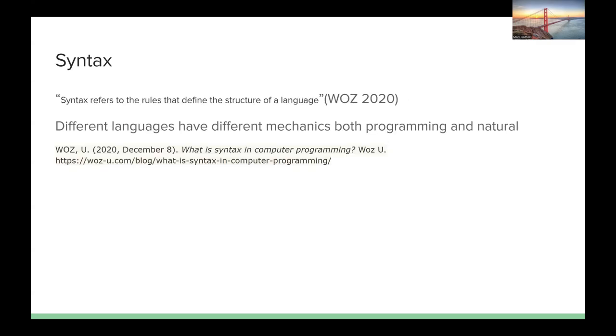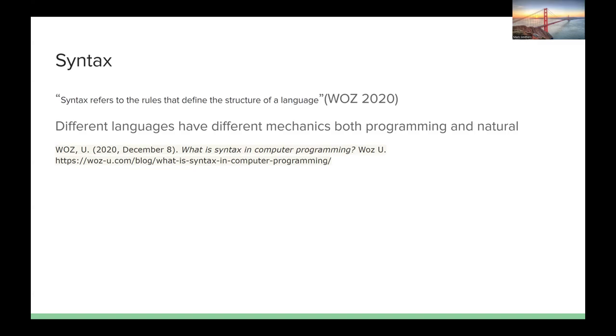Syntax. So what is syntax? The rules of conversation. Syntax relies on the rules that define the structure of the language. Similar to natural or spoken languages, a programming language has rules and mechanics. Like in the English language, if I wanted to talk about blue pants, I would say the blue pants. But in Spanish, I would say pantalones azul. So different languages might have different rules.